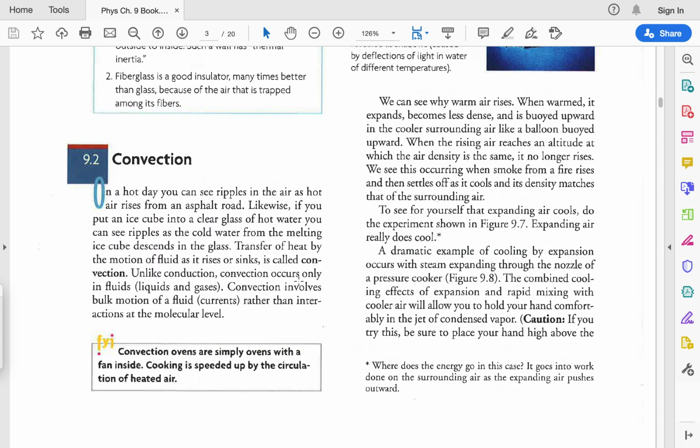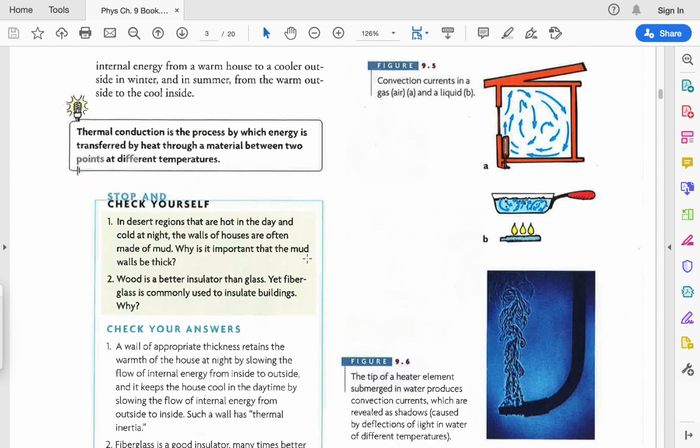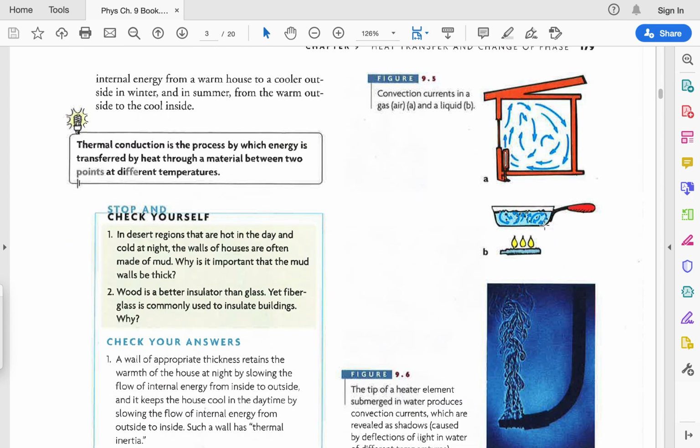Convection is the transfer of heat by the motion of fluid as it rises or sinks. If you look here, you can see the water. You can see the convection going on. Conduction is the transfer of heat to the pan, but then the transfer of heat in the fluid, that's convection. Transfer of heat through the air, that's convection.